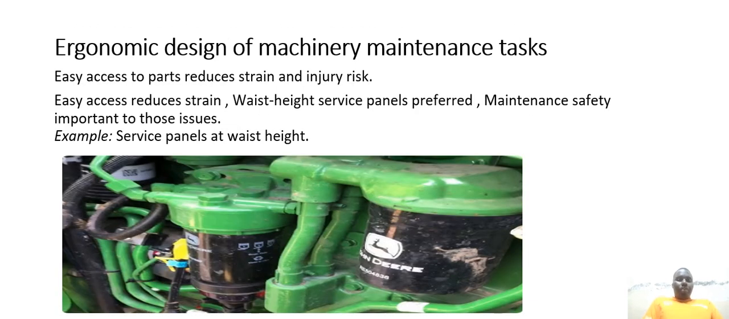And for slide number 43, the code about ergonomic design of machinery maintenance tasks. Easy access to parts reduces strain and injury risk. Easy access reduces strain, with height-adjusted service panels preferred to lower maintenance effort. Example, service panels at rest height. That is the design of machinery maintenance.